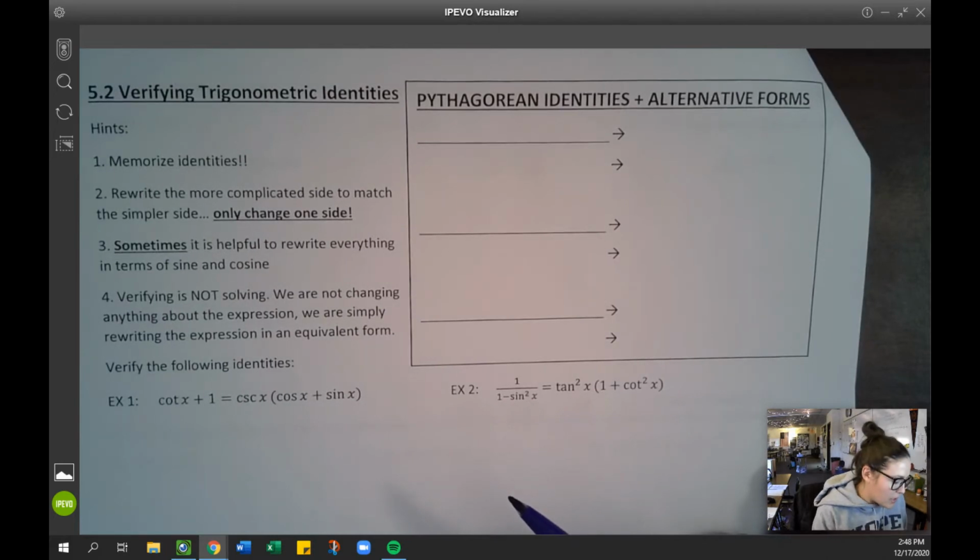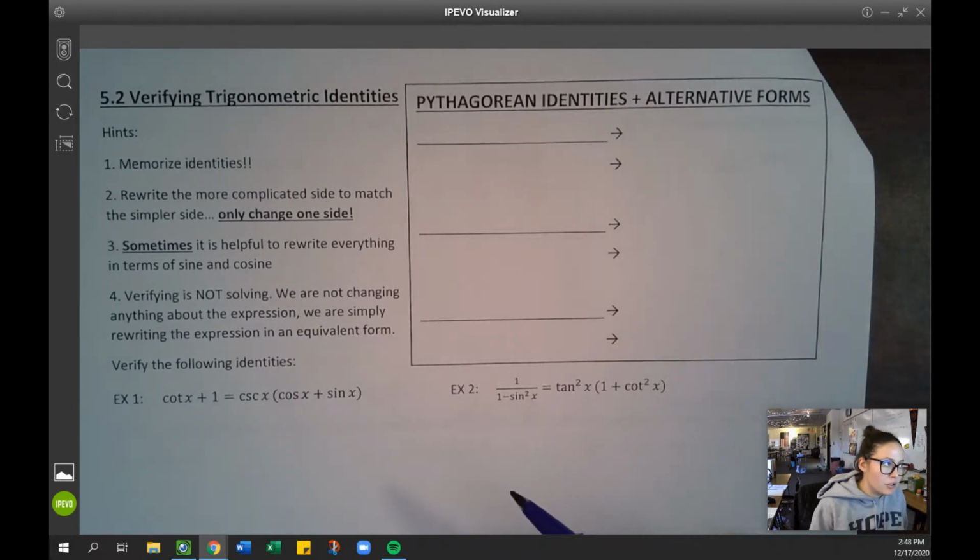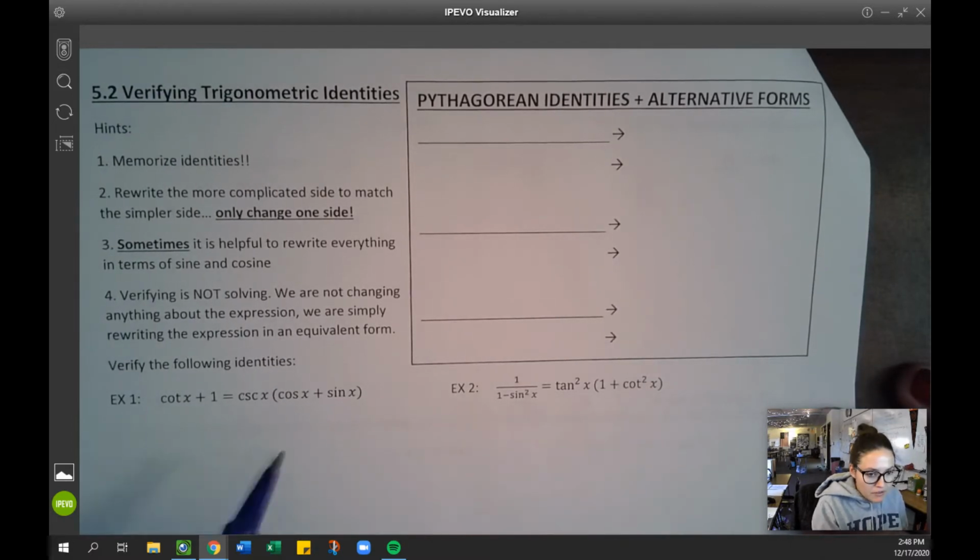In this video, we are going to cover verifying trigonometric identities. To verify means to show that something is true. So in these examples, we have these kind of crazy looking equations, and we want to show that those two sides do in fact equal each other.